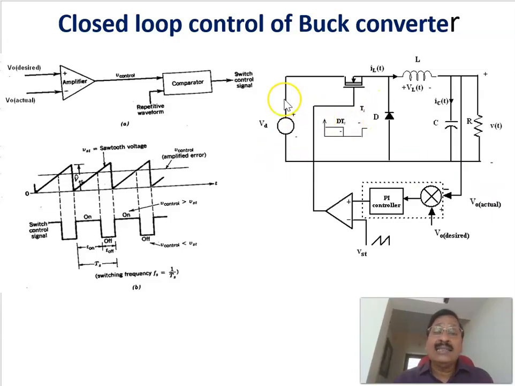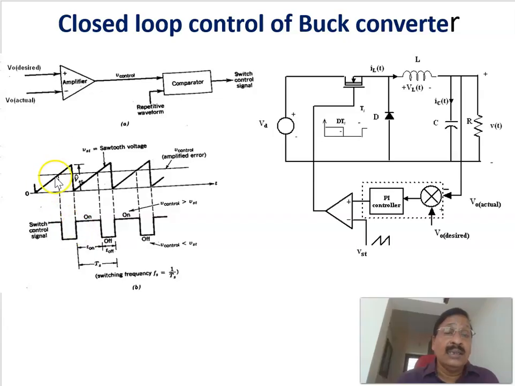Therefore, as there is a change in input voltage, the duty cycle is automatically controlled by this setup. An error is taken and given to the PI controller, and that is compared with a sawtooth waveform. This output is given to control the switch, so that as there is a change in input voltage, the duty cycle is controlled and you get the output voltage constant as required by the reference. That is the way in which the closed loop control of the buck converter is implemented.